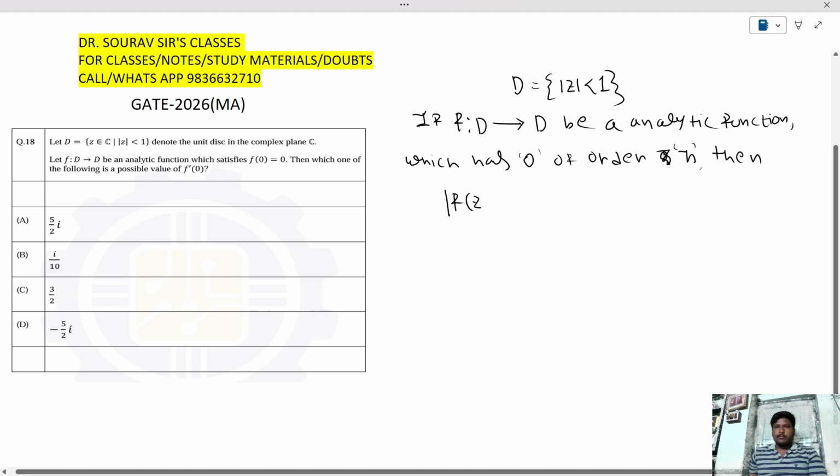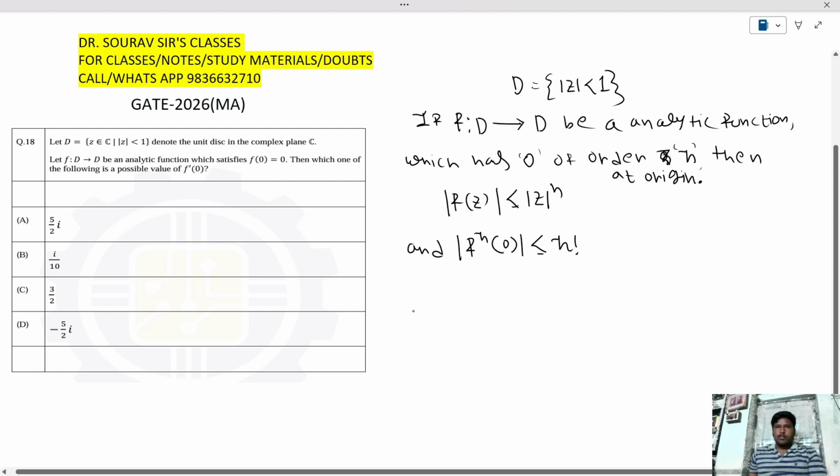f(z) is actually less than or equal to mod of z to the power n. 0 of order n at origin. This is important. Then mod of f(z) is less than or equal to mod of z to the power n, and mod of f^(n)(0), that means nth derivative at 0, is less than or equal to n factorial.